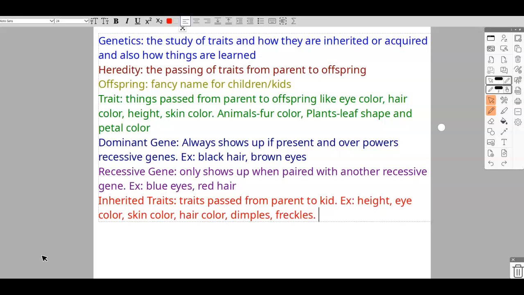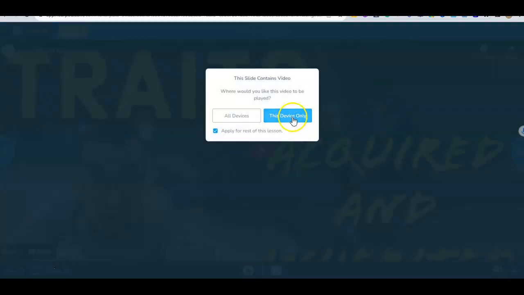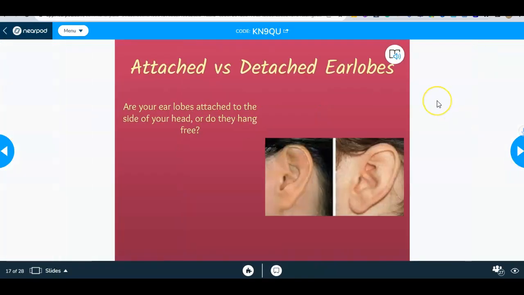Inherited traits are passed from the parent to the kid. As we look around the room, how tall you are came from your parents. Your hair color came from your parents. Your eye color came from your parents. Your skin color came from your parents. If you have freckles, parents. Whatever hand you use, parents. All of those are inherited traits. There's the list right there. Some of those we might know what they are. Some of those we may not know what those are. So we'll take a look at some of those. We'll watch this in a few moments.